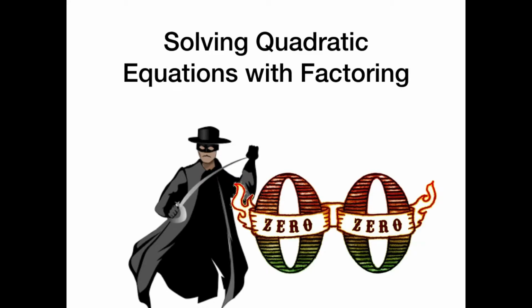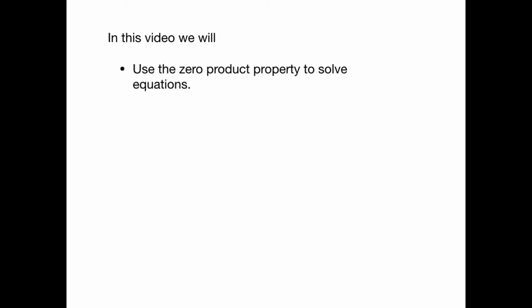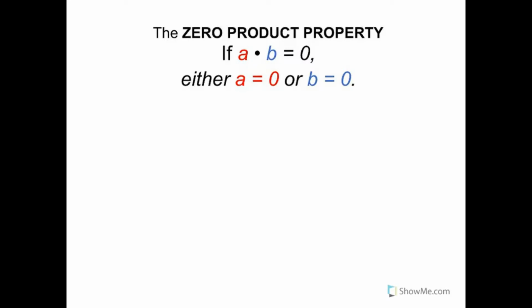Solving quadratic equations with factoring. In this video, we'll use the zero product property to solve quadratic equations, and we'll check some solutions in the original equation. If you multiply a number times 0, the product is 0. The converse is also true. If the product is 0, one of the two numbers must be 0.